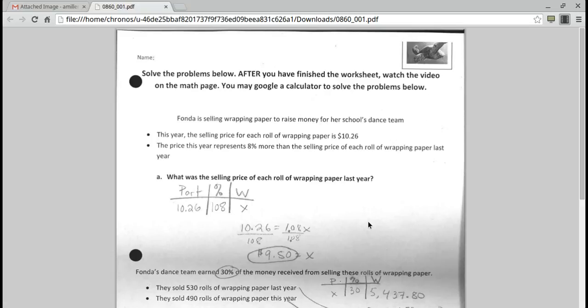So I want to figure out this $10.26 is 108% of the original cost. So I want to find the original cost, which is 100%. So I have my part being $10.26 and my percent is 108. I'm trying to figure out my whole. So I have $10.26 equals, and I have to make sure it's a decimal, 1.08 times the whole. I divide each side by 1.08 and I get $9.50. This seems like a reasonable answer. It's a little bit less than my price this year, and it's only 8% less, and this year was 8% more. So part A is $9.50.